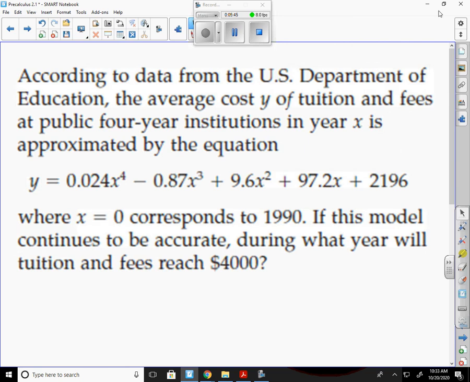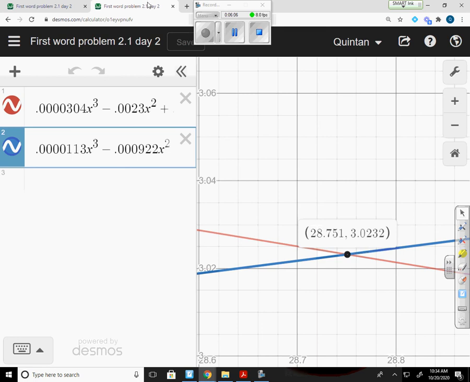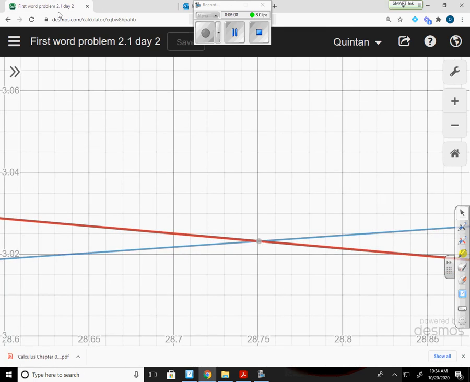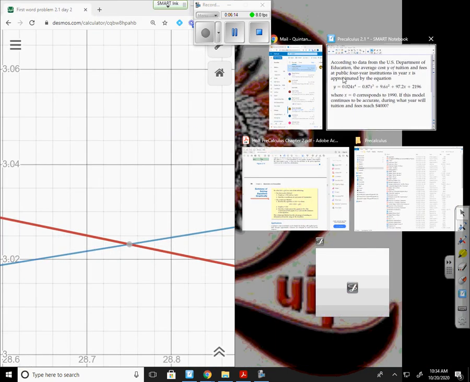All right, according to data from the U.S. Department of Education, the average cost Y of tuition and fees at public four-year institutions in year X is approximated by this equation, where 0 corresponds to 1990. If this model continues to be accurate, during what year will tuition and fees reach 4,000? So let's go ahead and do this again.